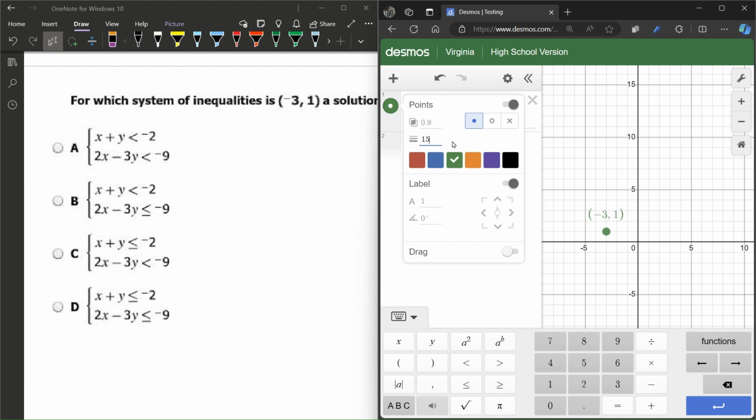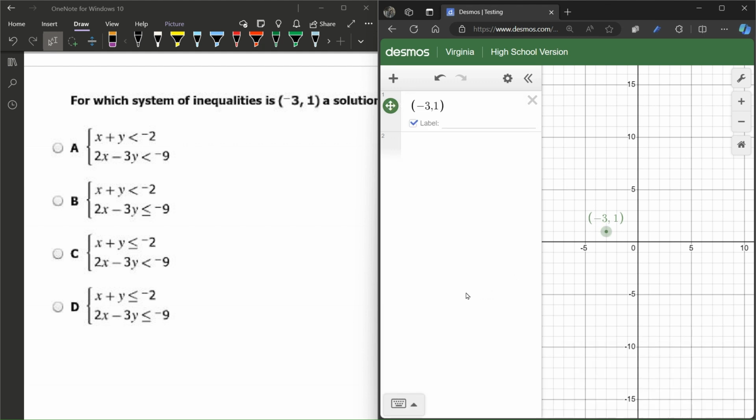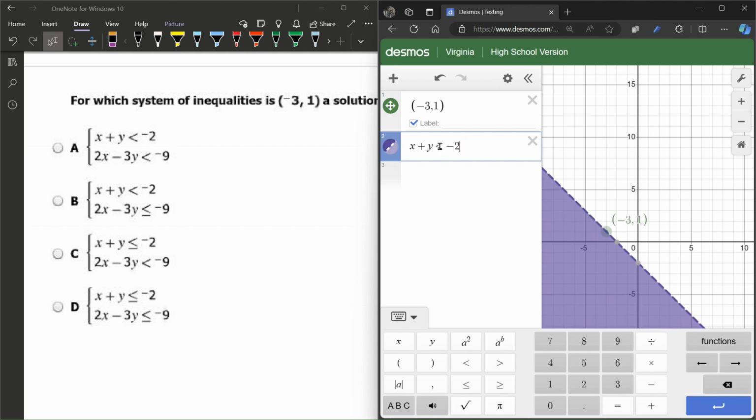And I'm going to drag it as well, just to show what you're looking for. Okay, so x plus y is less than -2. I'm typing in my first answer, the first part, x plus y, here, and then the second one, 2x minus 3y less than -9, in the second line.